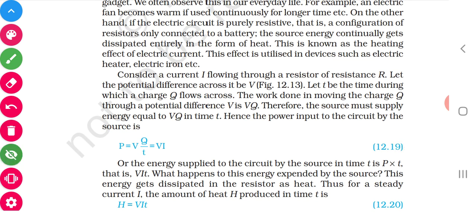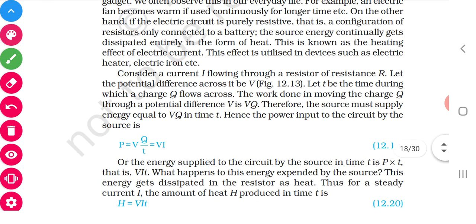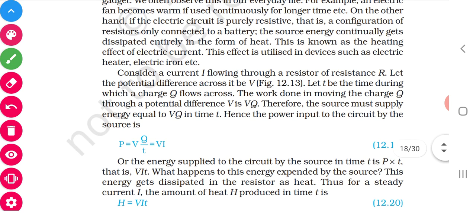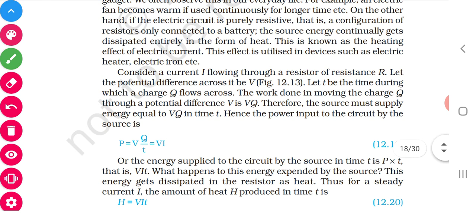This is utilized in the electric heater and electric iron. So what happens in a pure resistive system? The work itself is dissipating the electrical energy into heat.